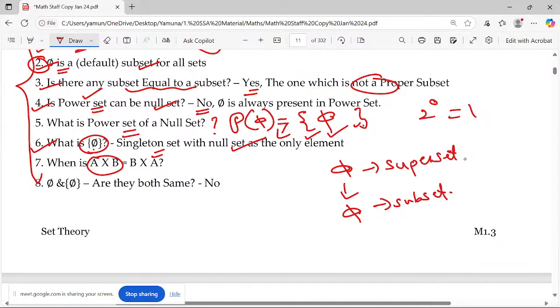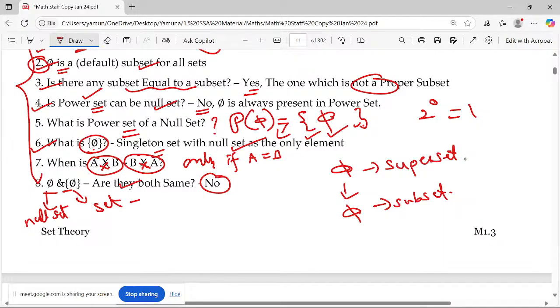When is A cross B equal to B cross A? Only if A is equal to B. This is not X, actually, this is the cross product. Are these both the same? No, they're not the same. This is a null set. This is a set containing the null set as its element. So it's not a null set, it's a singleton set.